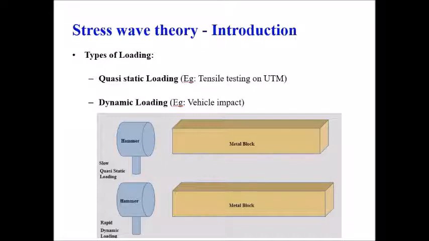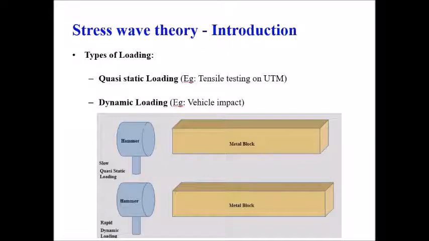Loadings can be of two types. One is quasi-static loading, and the second one is dynamic loading. In quasi-static loading, an example we can take is the tensile testing that we carry out on a UTM. In the case of dynamic loading, an example is a head-on collision between two vehicles. So, in high velocity metal forming, since we require high strain rates, the loading condition is always dynamic loading.